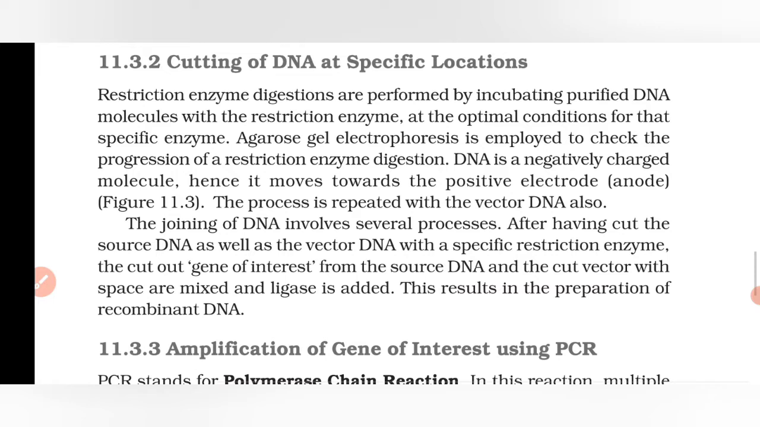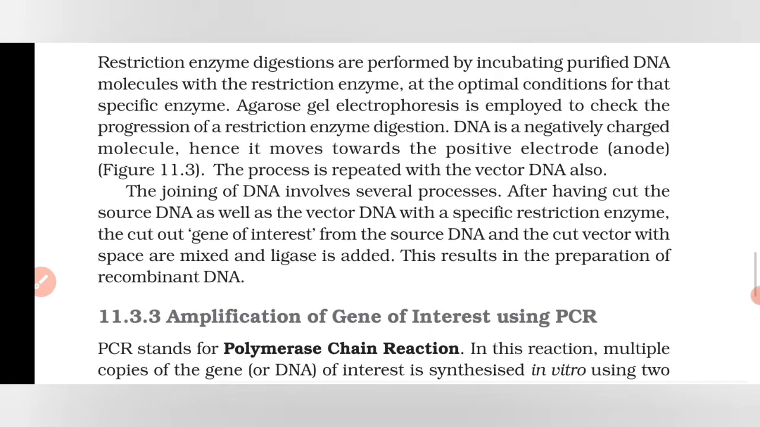Okay, so this process is repeated with the vector DNA also. Now the joining of DNA involves several processes. After having cut the source DNA as well as the vector DNA with a specific restriction enzyme, the cut out gene of interest from the source DNA and the vector DNA with the space are mixed. So you have to use the same restriction enzyme to cut the vector as well as the source DNA. Then only you will get the desired product.